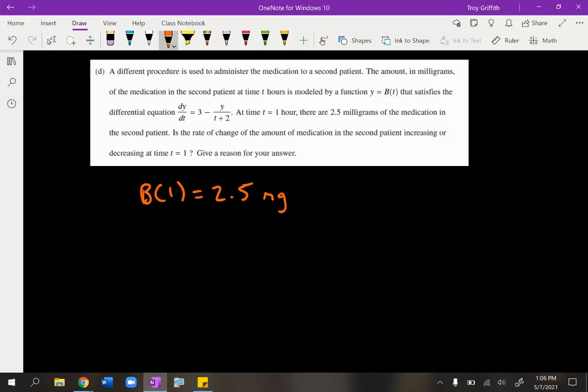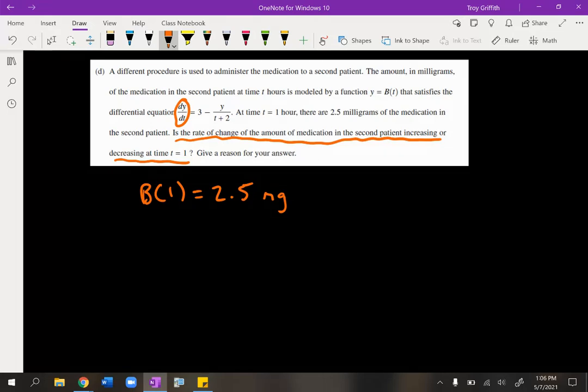This is a slightly confusing question in terms of how it's written right here. But what it wants to know is, is dy dt increasing or decreasing? Okay, well, the only way that we would find if a rate of change is increasing or decreasing is we would have to take its derivative.